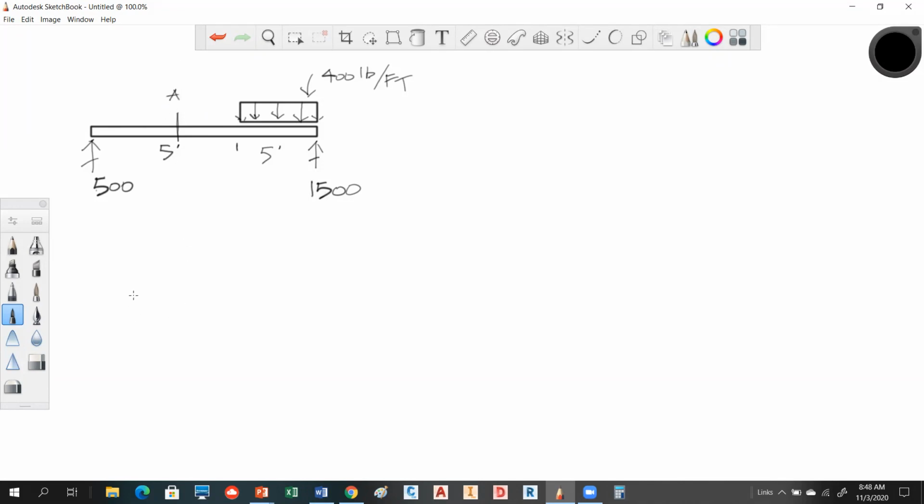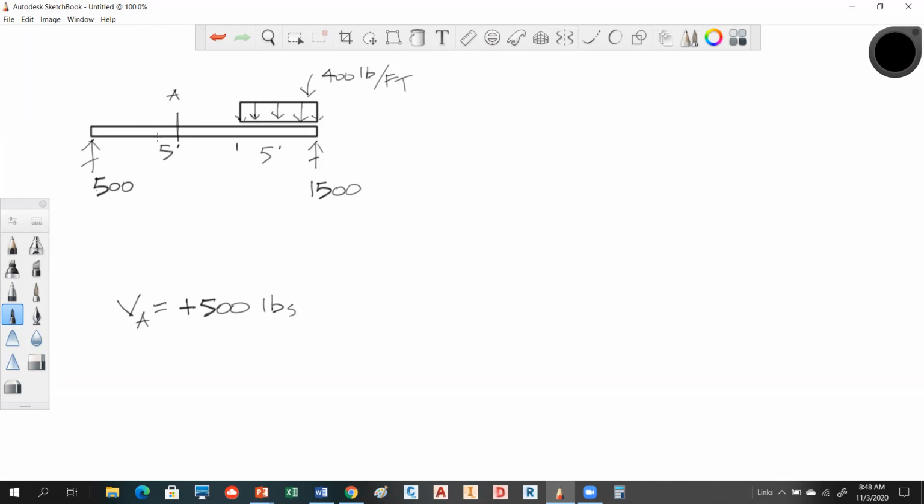So if you have that at point A, the shear at A, who can tell me what we're going to have there? If we're looking to the left, what's the shear at A going to be? Well, there's only one force out here, right? 500? Yep, so it's going to be a plus 500 if I assume up. So the shear at point A is 500 pounds.